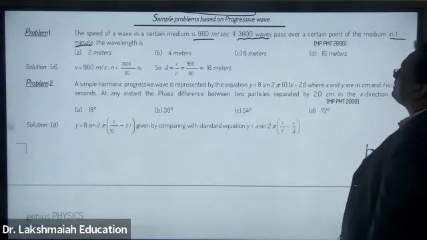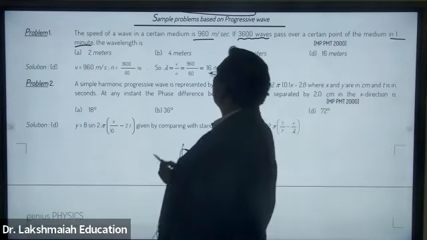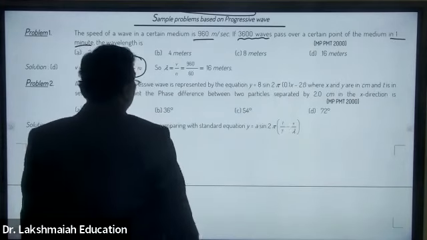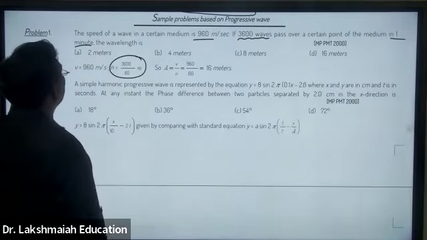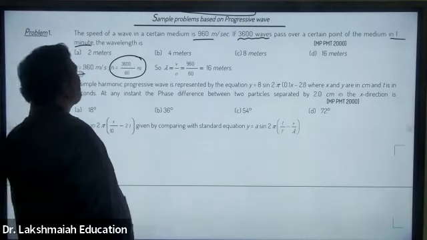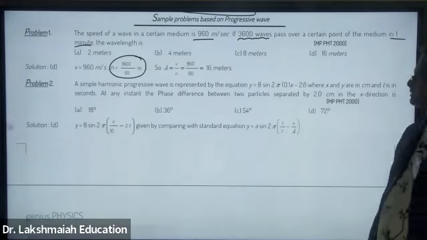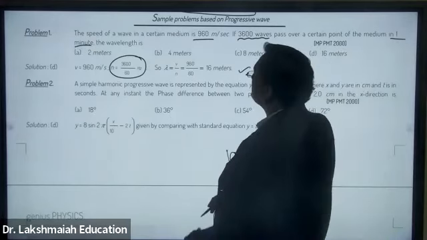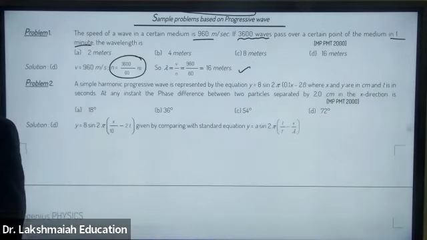In 1 minute means the frequency you have to find. Frequency is nothing but number of waves per second. That is 3600 divided by 60 you have to take. So you find the frequency and then you find the wavelength. Okay. Yes, sir. Right.